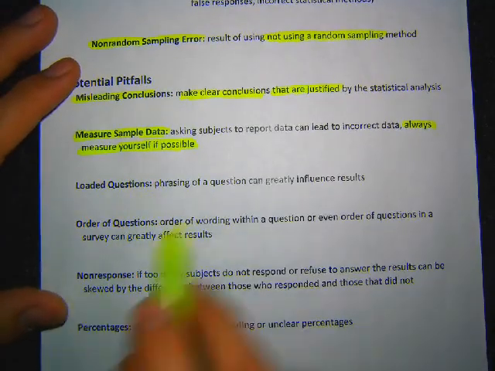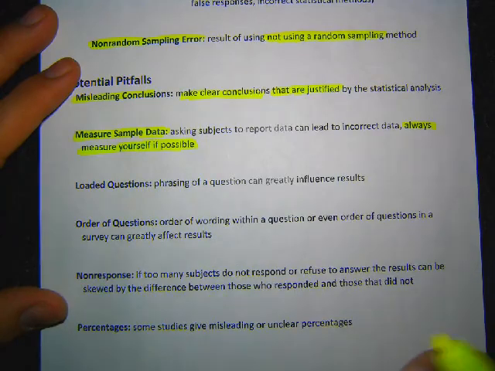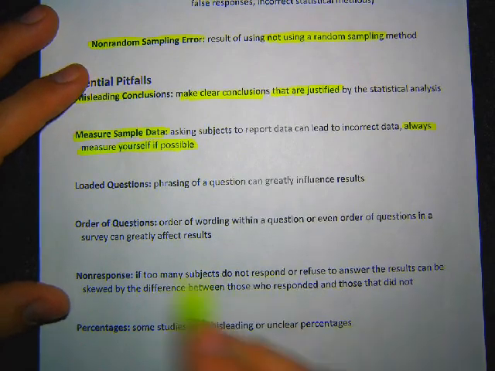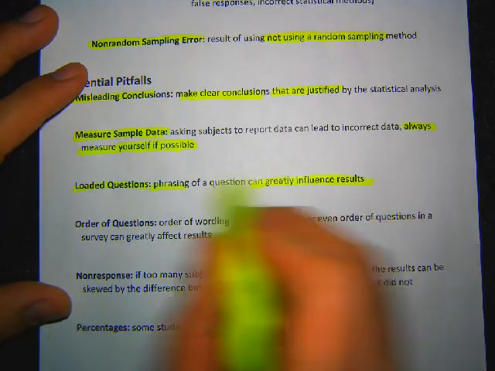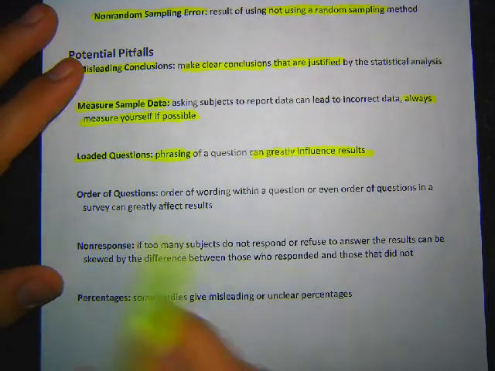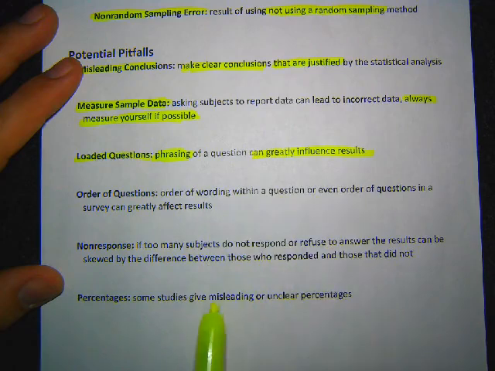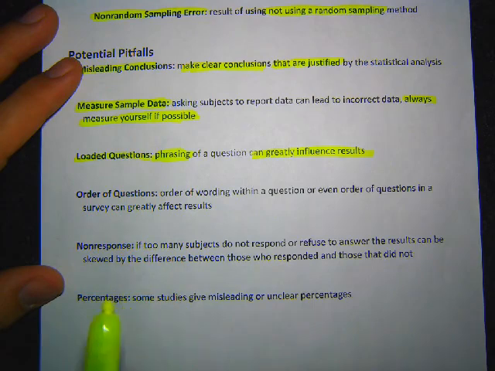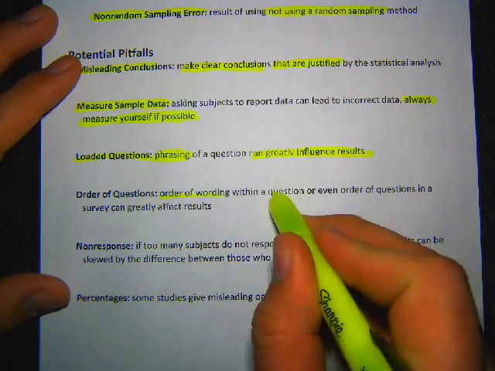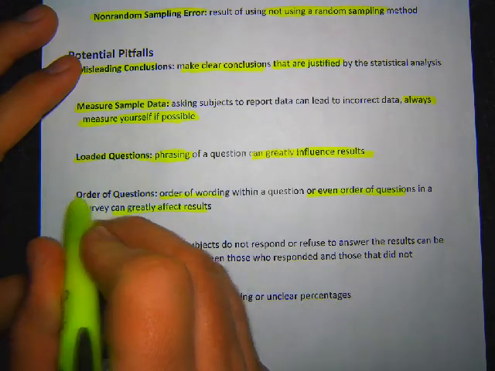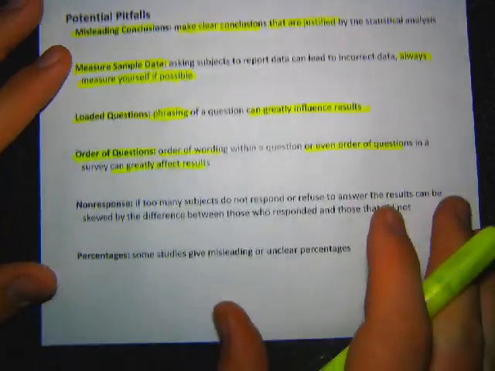Loaded questions. This is that whole phrasing of your question. If you word your question badly, you can actually influence what the results are. So be careful about loaded questions. Phrasing can influence results. The order of questions, so the order of the words within the question, or even the order of the questions in a survey, can affect the results. A lot of surveys, if they're done well and professionally, will randomize the questions, so you won't see the same questions in the same order as the other person participating. You've got to be careful of that if you're designing surveys.